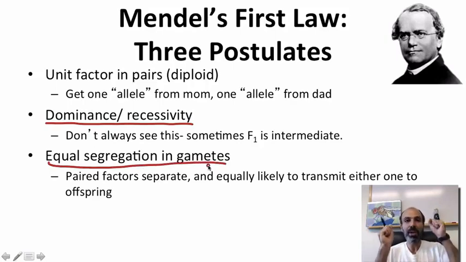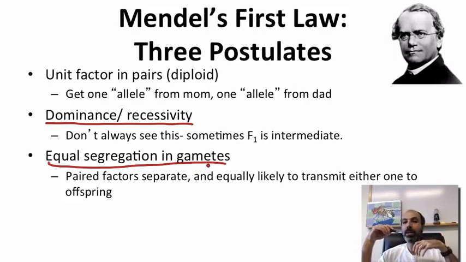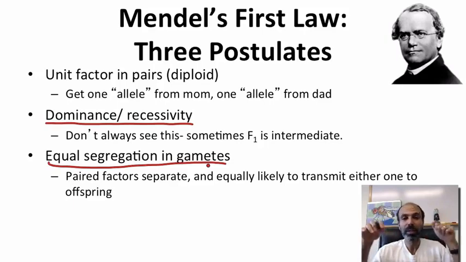And finally, we have the equal segregation of gametes. Right? So that you have these 2 factors, the big Y and little y, and you're equally likely to transmit either the big Y or the little y to one of your kids. You could transmit the big Y sometimes, a little y sometimes. You don't have any control on it, but it's a 50-50 shot.